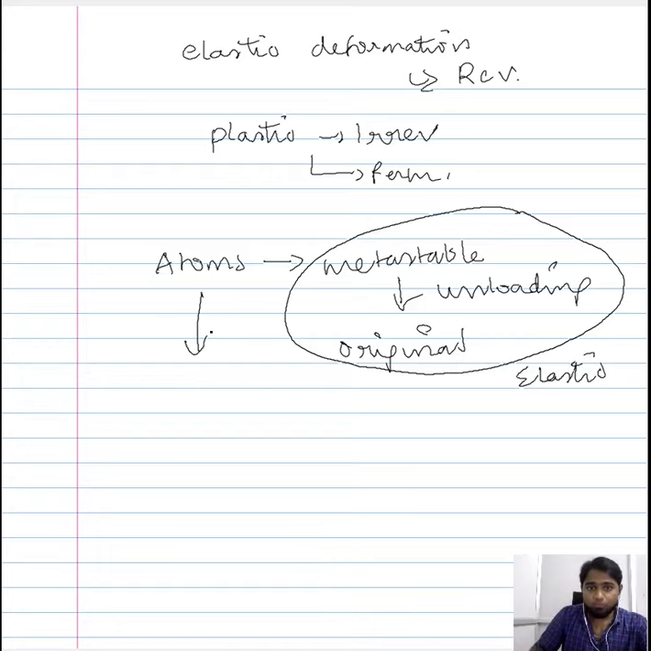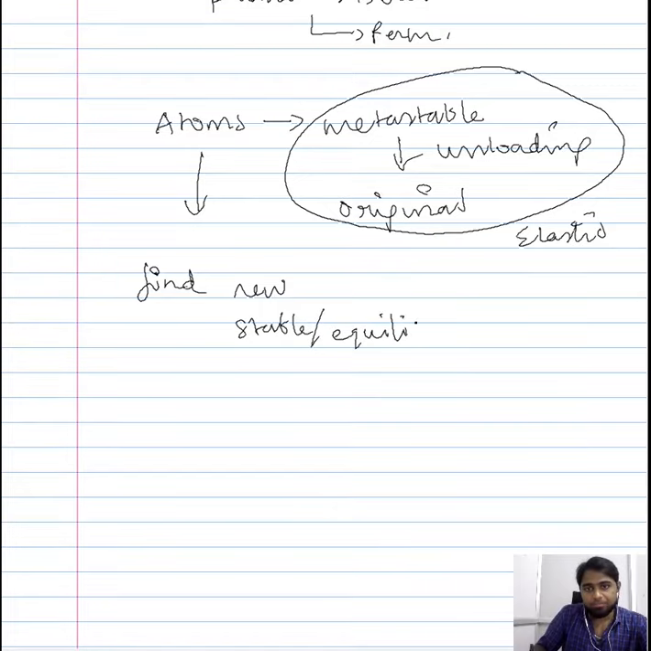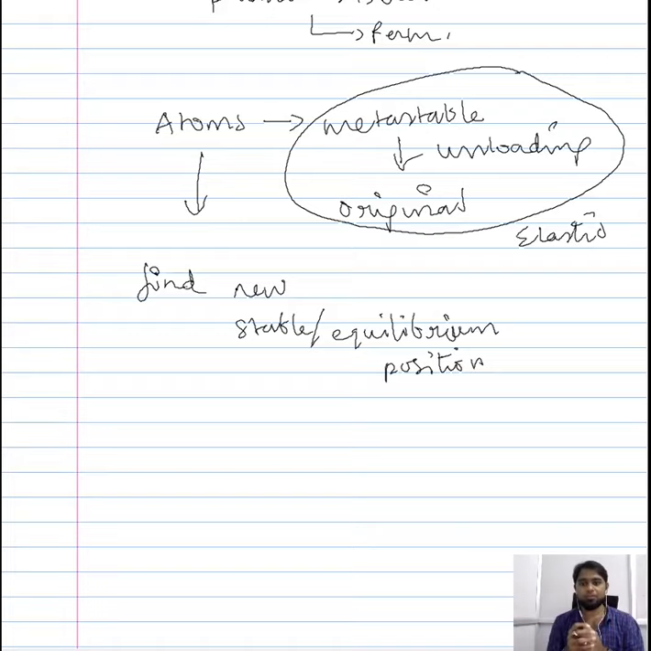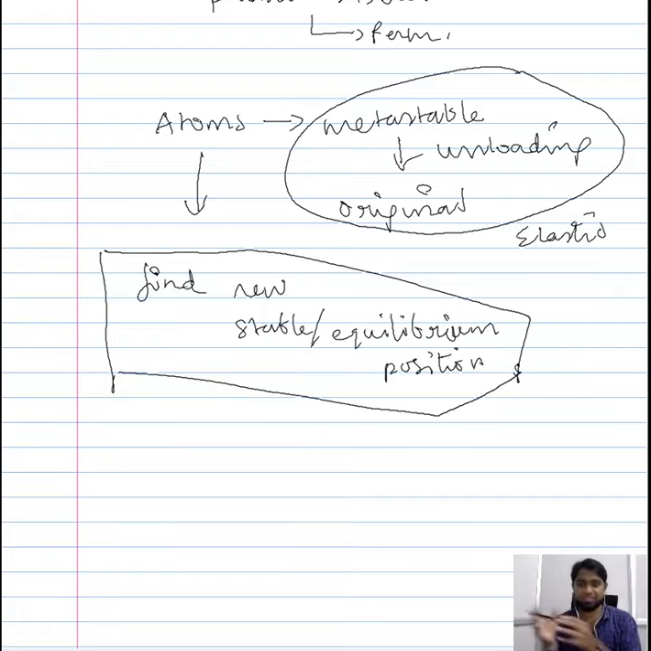Now, in case of the plastic deformation, the atoms find a new stable or equilibrium position. They find a new stable position, and that is the reason why even after unloading, you won't get back to your original dimension, but you will end up having a new dimension. So from the atomistic point of view, whatever you observe in the elastic region is reversible because atoms occupy a metastable position, and once you unload it, it gets back to its original position.